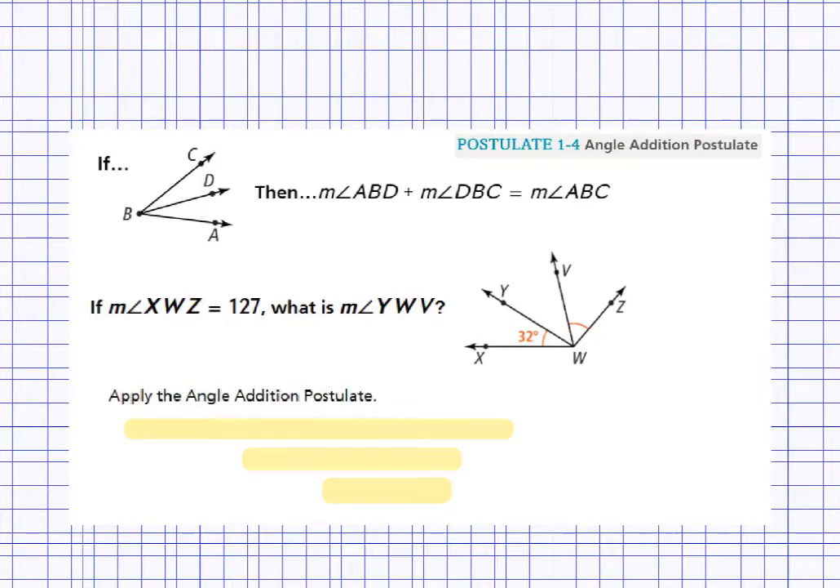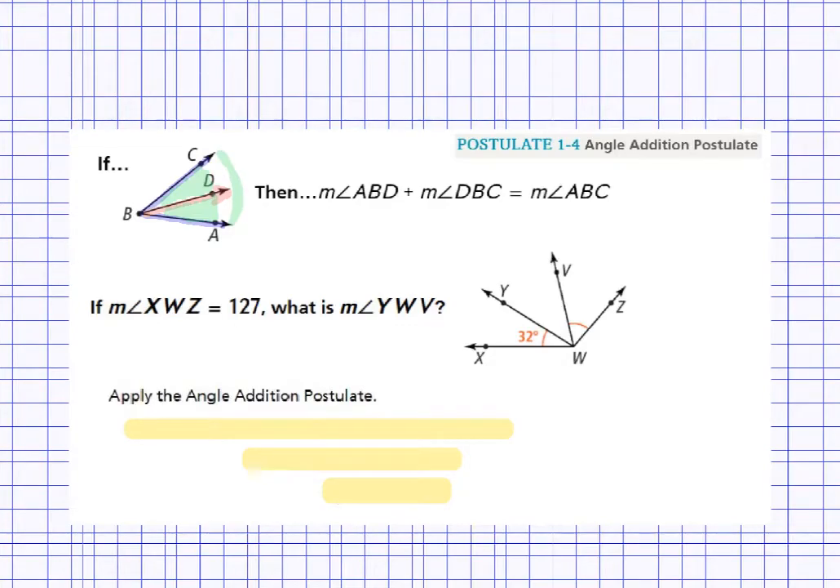Below is an example illustrating the ideas of the angle addition postulate. Here we have an angle BCA, and we also have a ray that's creating two other angles. Ray BD divides this angle into two other angles. This indicates that the measure of ABD plus the measure of DBC will be equal to the measure of ABC.